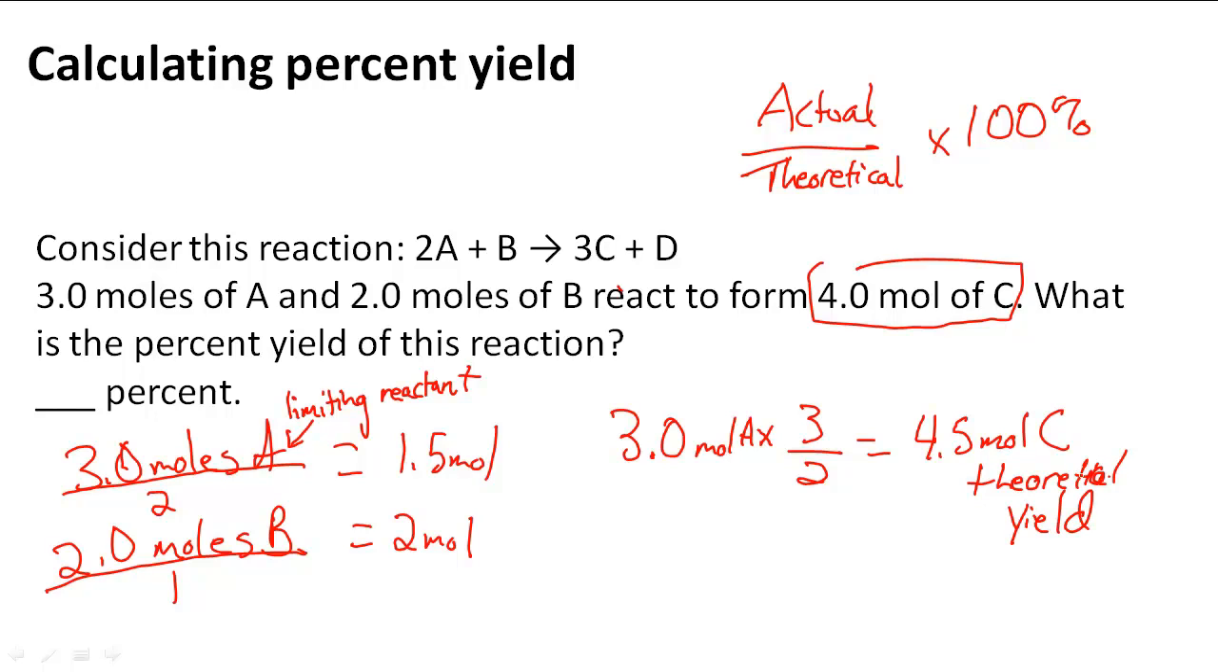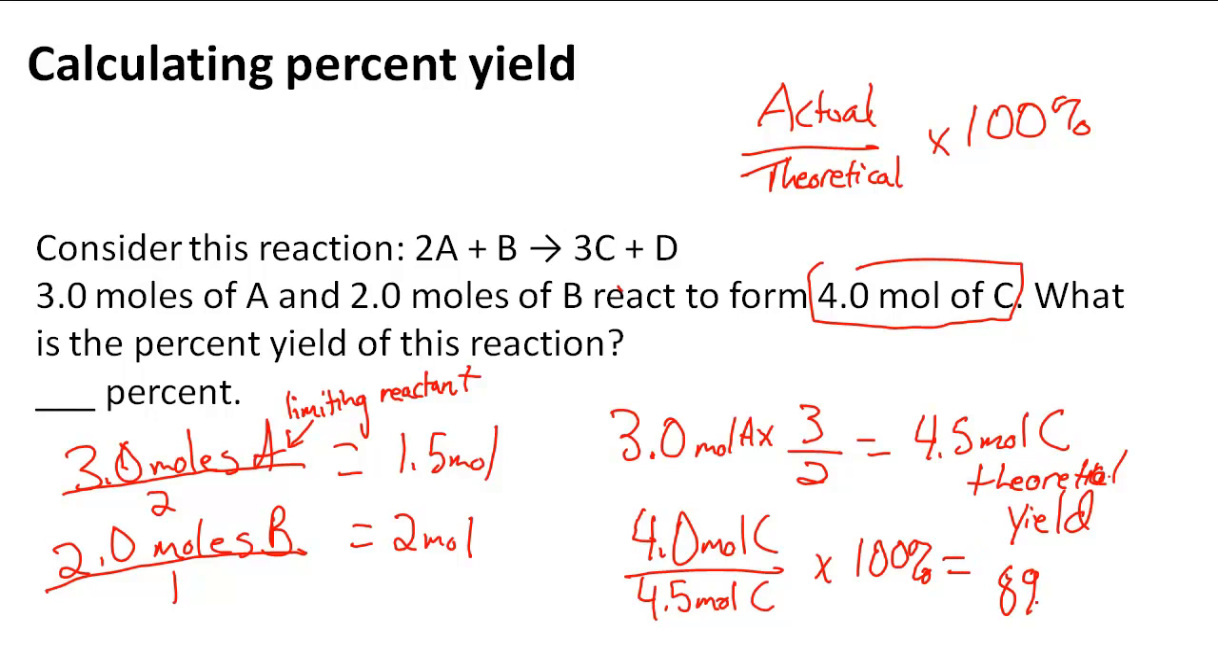So using that, I can go to my equation now. I have my actual yield, which is 4.0 moles of C, and then we have the theoretical yield, which is 4.5 moles of C, times 100%. And when I do this calculation, I get 89%, and that is the percent yield for this problem, 89%.